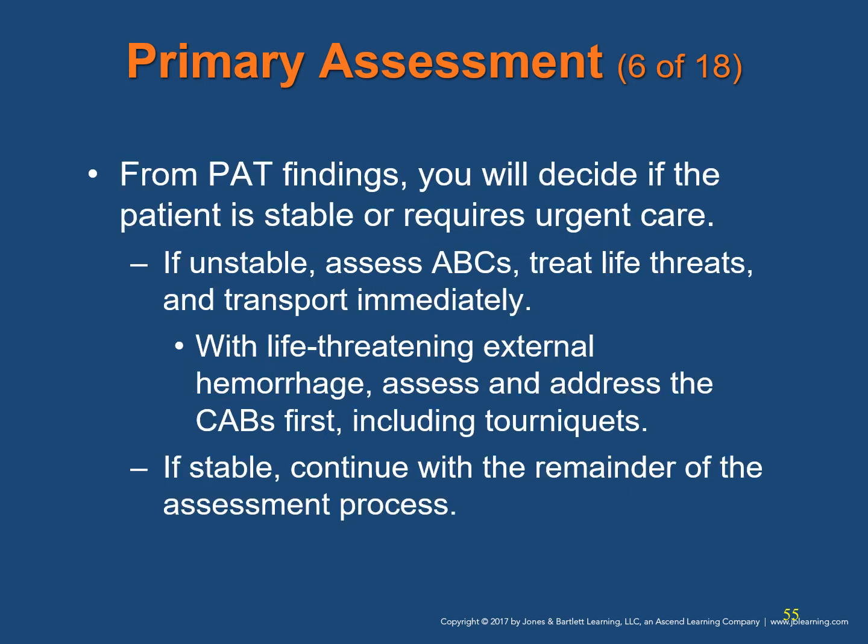From the PAT findings, you will decide if the pediatric patient is stable or requires urgent care. If the patient is unstable, assess the ABCs, treat any life threats, and transport immediately. With obvious life-threatening external hemorrhage, assess and address the CABs first, including tourniquets for arterial hemorrhage for extremities. If the patient is stable, continue with the remainder of the patient assessment process. Perform necessary interventions and discuss transport options with parents and caregivers.